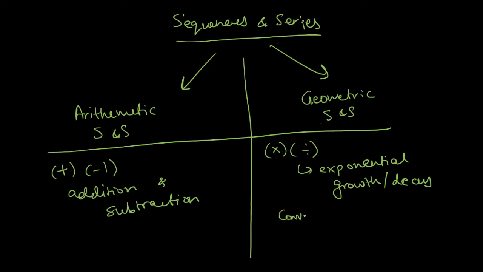One more thing I would like to mention here is you probably have something called convergent and divergent series. So convergent is when the modulus of the common ratio is less than 1. And divergent is when the modulus of the common ratio is greater than 1.